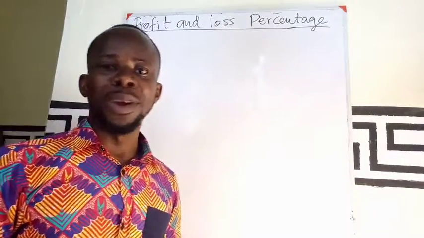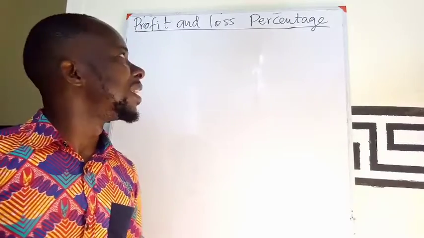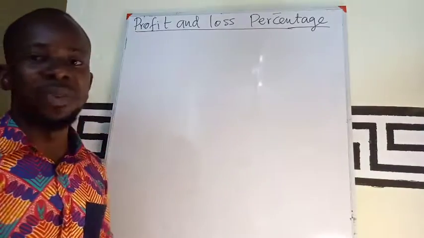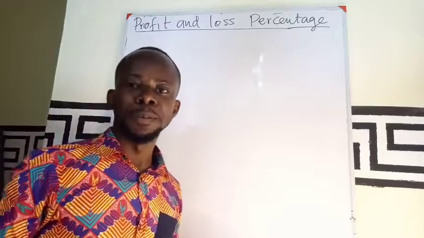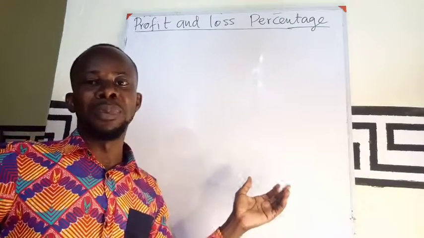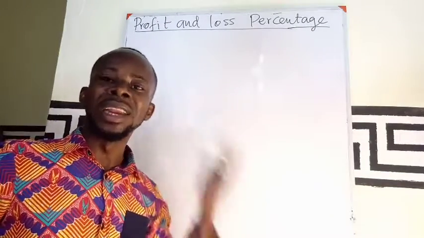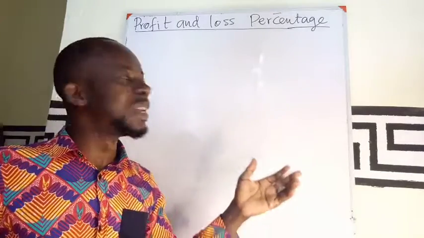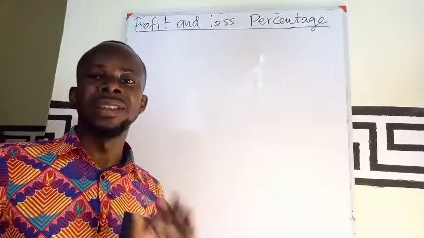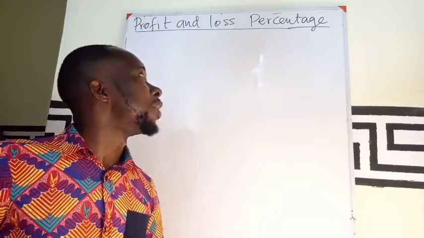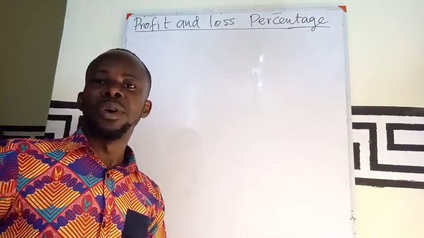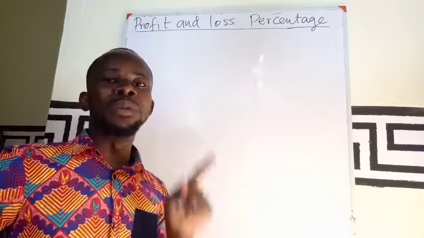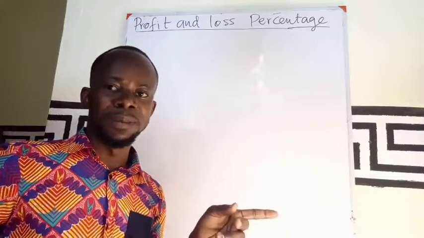Now, we are continuing with the profit and loss topic. This time we want to take profit and loss percentage. In the beginning, we said that profit is when we have the selling price bigger than the cost price. The loss is when the selling price is less than the cost price. Now if you talk of percentage, you already know that percentage is just out of 100, per 100.